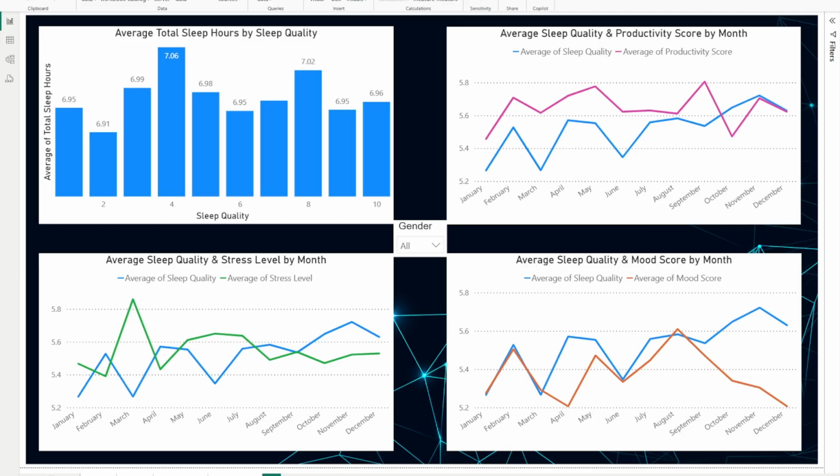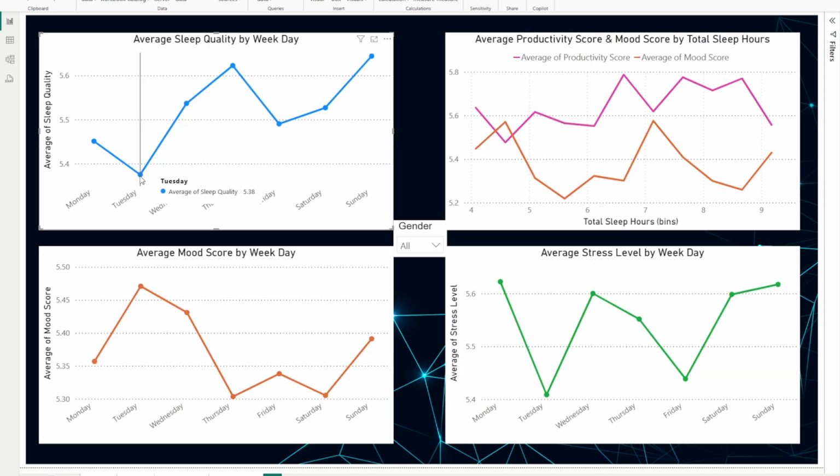The next step was data analysis. I built a Power BI dashboard to explore patterns over time and weekdays. My key insights were productivity and sleep quality peaked in May and September, and also the stress was highest in March. Weekday patterns were clear. For example, Tuesday had the lowest sleep quality, and mood was highest also early in the week.